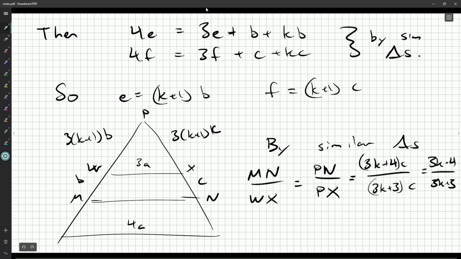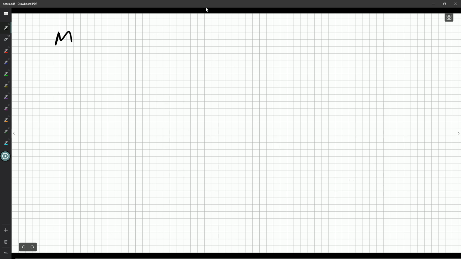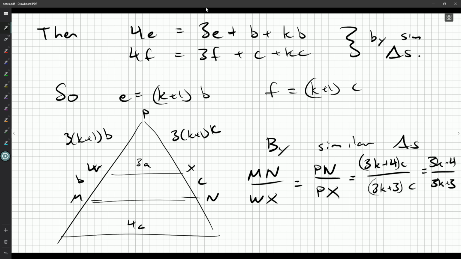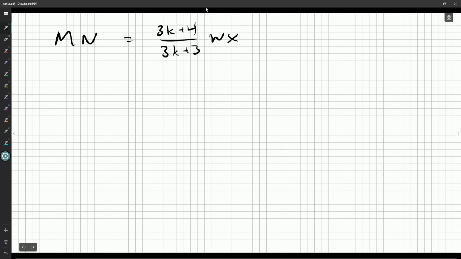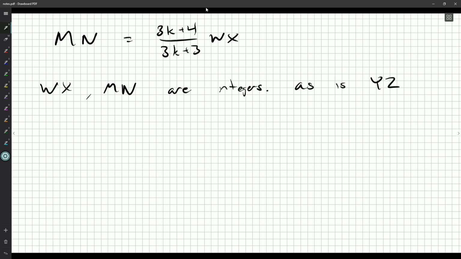So if we want to multiply, we can cancel out the C's. MN is 3K plus 4 over 3K plus 3 times WX. And that needs to be an integer. So WX and MN are integers, as is YZ down there at the bottom. Okay, so this is going to impact our choice of K.